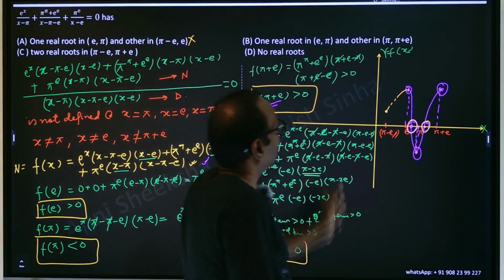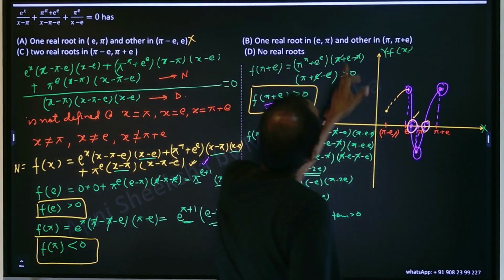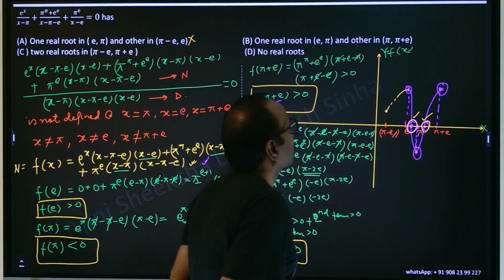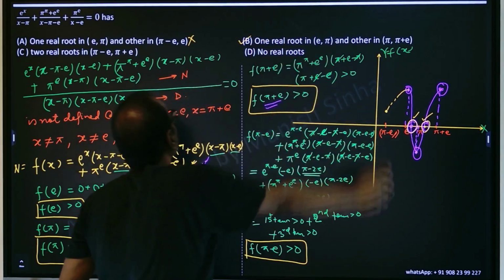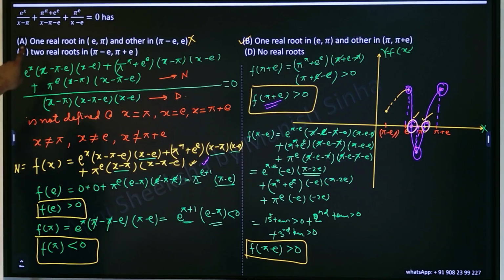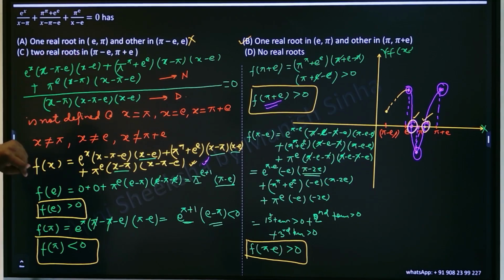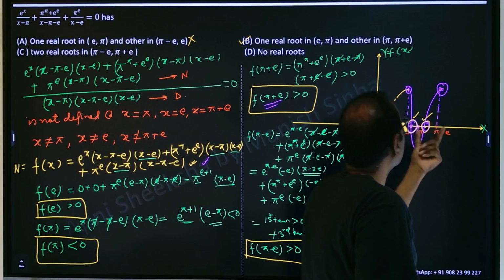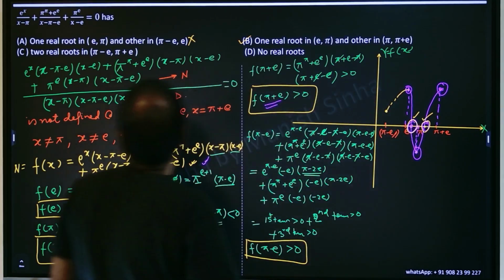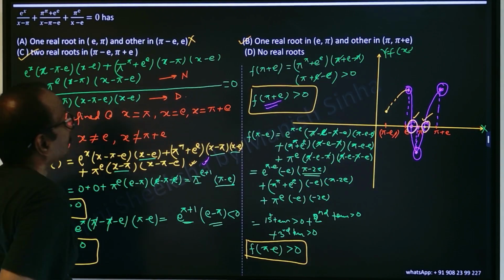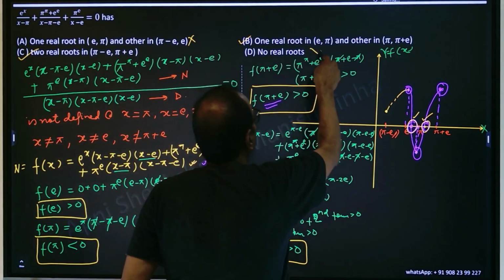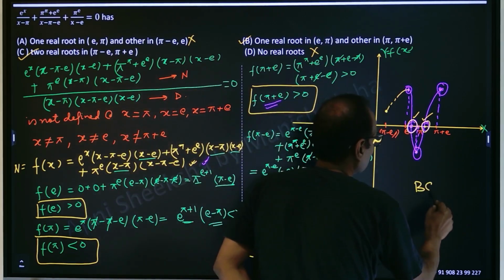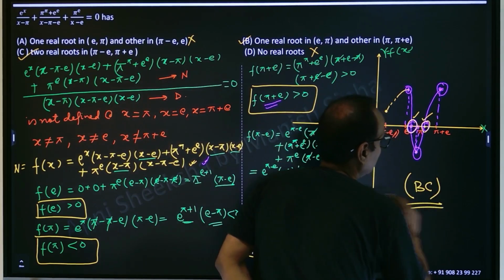One real root in e and pi, yes, this one, and the other in pi and pi plus e, yes, this one. So B is okay. Two real roots in pi minus e and pi plus e. So between pi minus e and pi plus e, there are only two roots. So this also is correct. This is wrong. So our answer will be B and C.